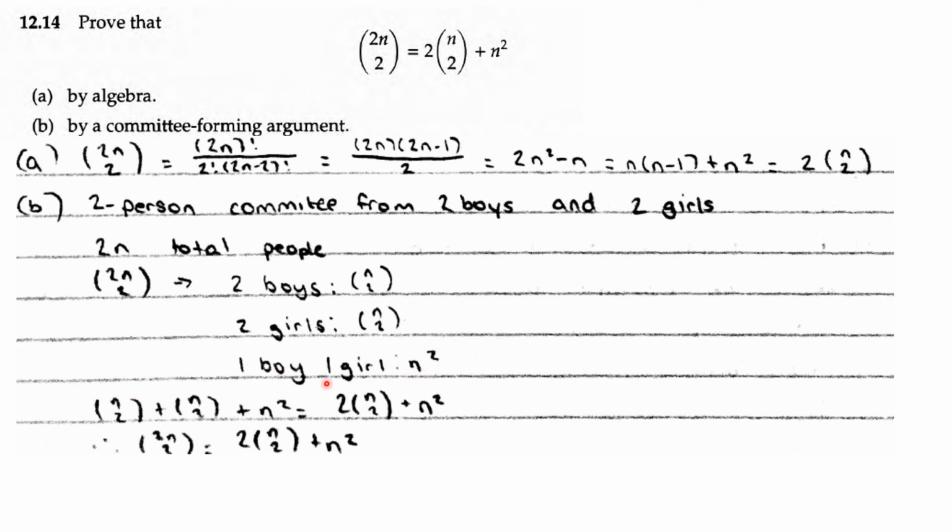So in total, the sum is 2 times n choose 2 plus n squared, which is equal to 2 times n choose 2 plus n squared.